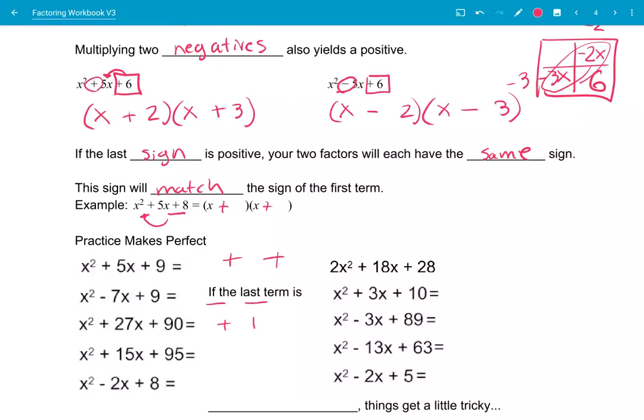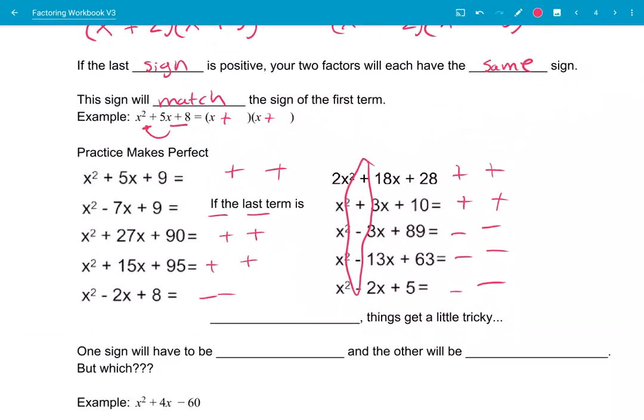Welcome back. This one is plus, plus, this one is minus, minus. And all I'm doing is looking at the last term. Since it's plus, I know I have doubles. And then I'm just looking at the first term. My duplicates should match that. And we factor it the same way we always have.